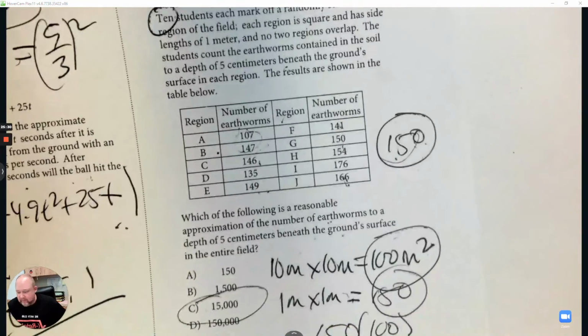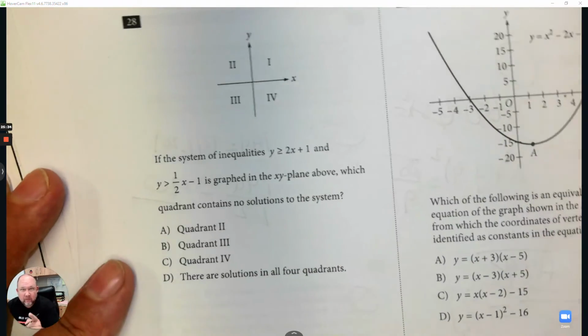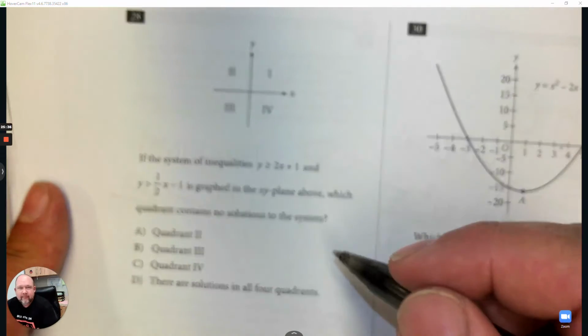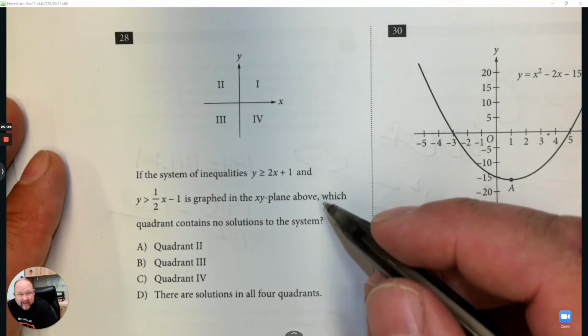Man, right? That's a thinker. Made me think a few times. Number 28. Don't get stuck like that. That's a good lesson right there. Never get stuck. You move on, and come back if you have to.